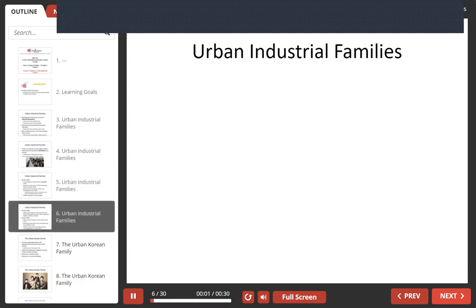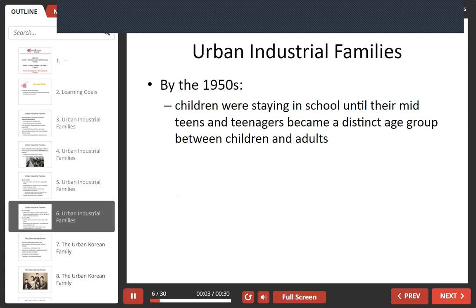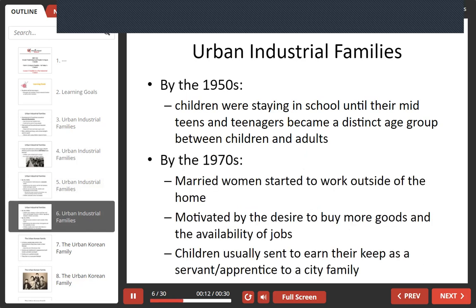By the 1950s, children were staying in school until their mid-teens. Then this is where teenagers became a distinct age group between children and adults. By the 1970s, married women started to work outside of the home. They were motivated by the desire to buy more goods and services, as well as the availability of jobs. And children were usually sent to earn their keep as a servant or apprentice to a city family.